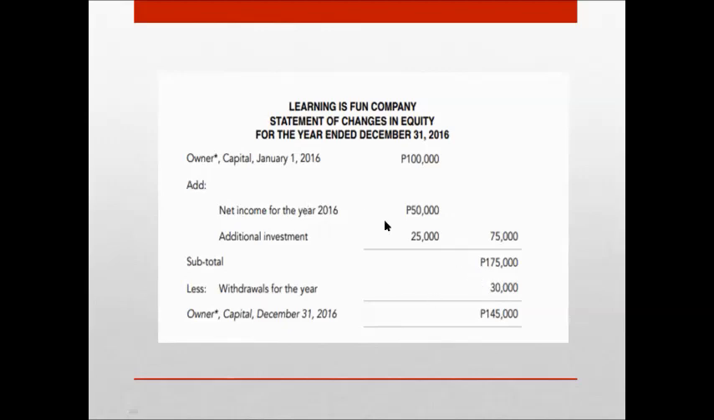So i-deduct natin yon sa ating owner's equity. Okay? So now please understand this one or internalize this one, and then we will move sa ating mga exercises after. So ganito lang naman siya lagi. Kapag nagpe-prepare tayo ng statement of changes in equity, ganito lang naman siya lagi. Meron tayong beginning capital, net income or net loss if ever, additional investment, withdrawals, and ending capital. So ang ending capital naman ang pinaka-importante dito, which will move sa ating financial statement.